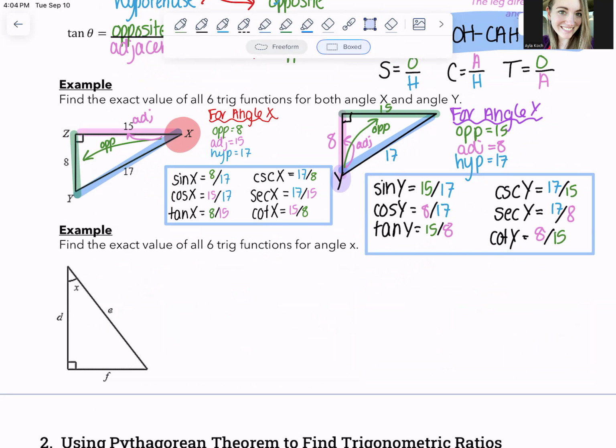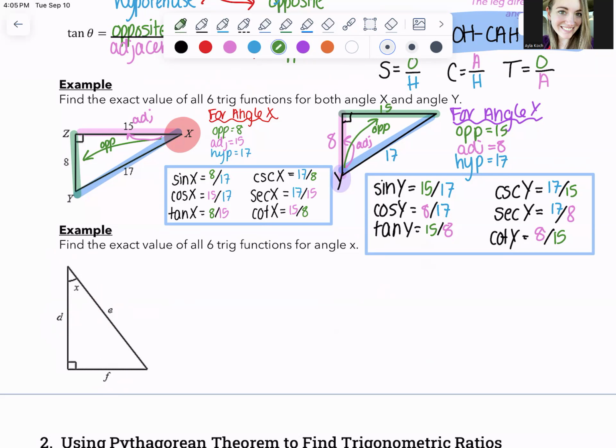All right, just like a fun, quick, abstract one. This one really, it's not hard. It's just kind of fun and abstract. So we have a triangle here, and we have some just very vague names for these side lengths. We have D, E, and F, and we have angle X up here. And it's a right triangle. We can make trig values on it.